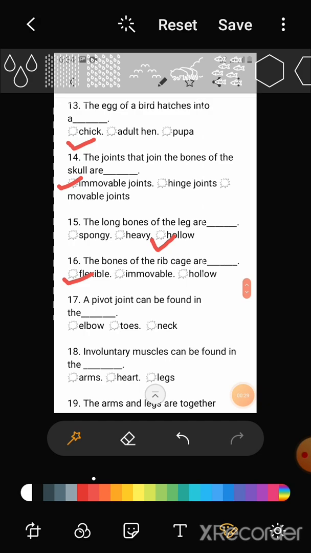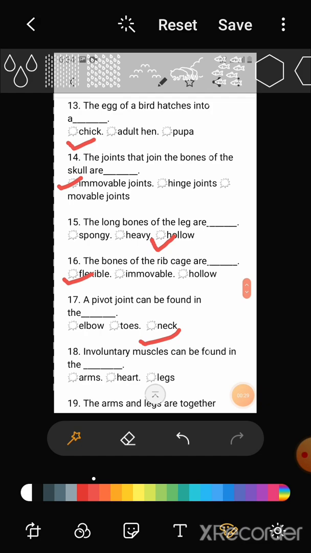Next, a pivot joint can be found in the dash. Given options are elbow, toes, and neck. And the correct answer is neck. A pivot joint can be found in the neck.